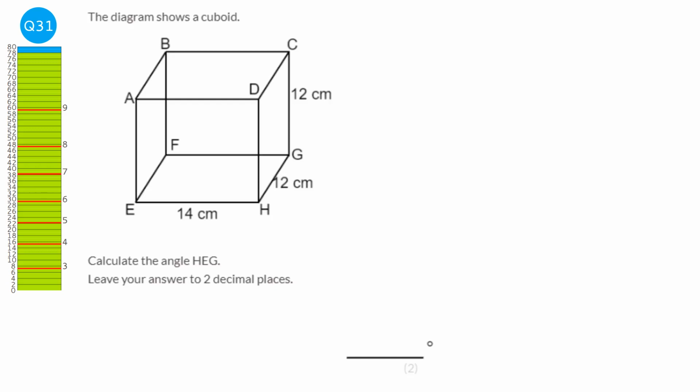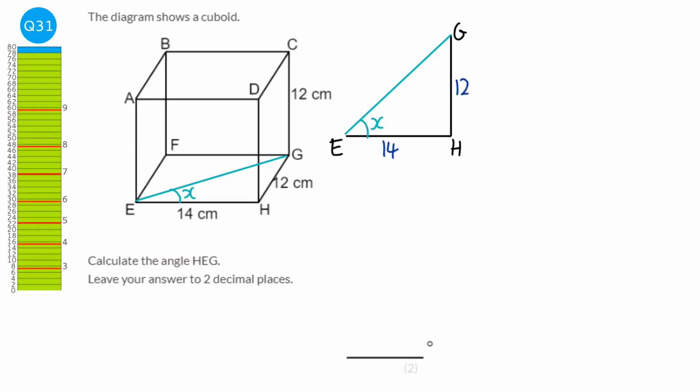So the angle we're looking for, if I just draw a line here, the angle is HEG, which is this one here. So I'm just going to call this X, and what I'm going to do is I'm actually just going to draw out the triangle in a 2D way. And I'm just going to use this one. There we go. So we've got E down here, H and G. We're looking for this angle here, which is X. And we're given the fact that this is 14 and this is 12.